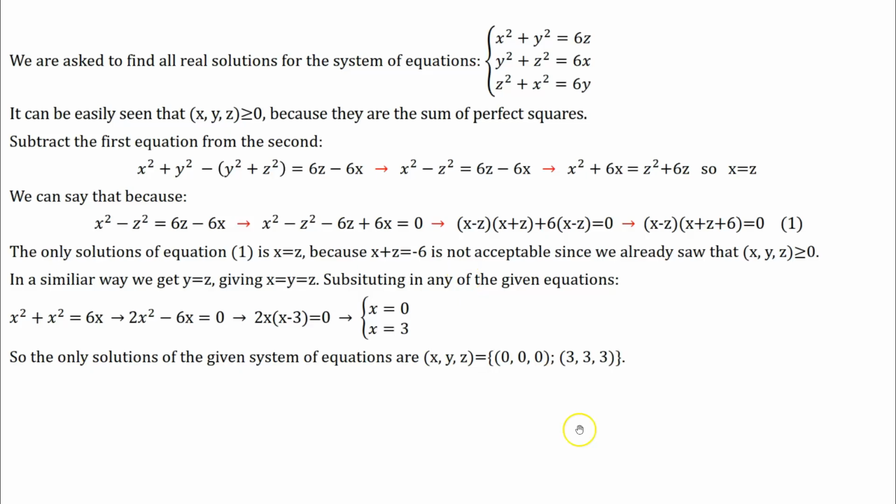So in a similar way that we just proved that x is equal to z, we can prove that y is equal to z, and in this case we will have that x is equal to y is equal to z. Now we can substitute in any of the given equations.